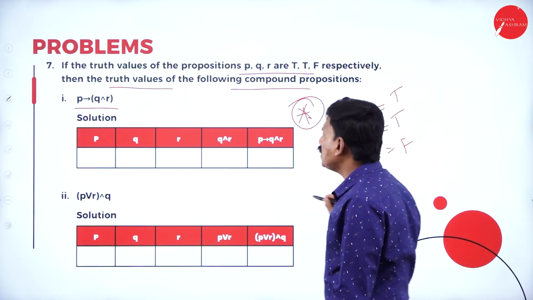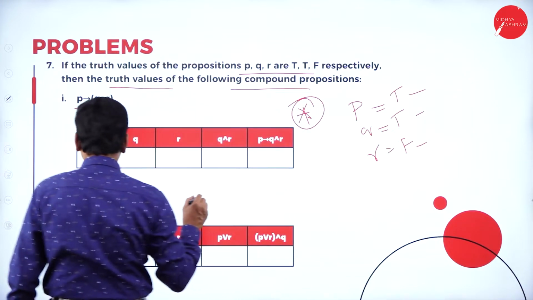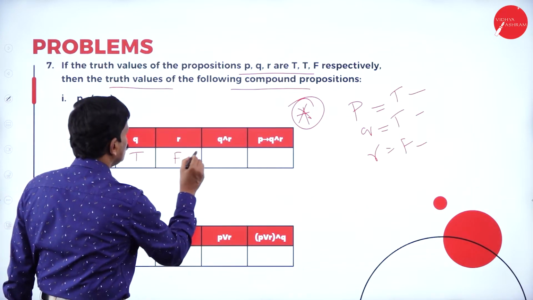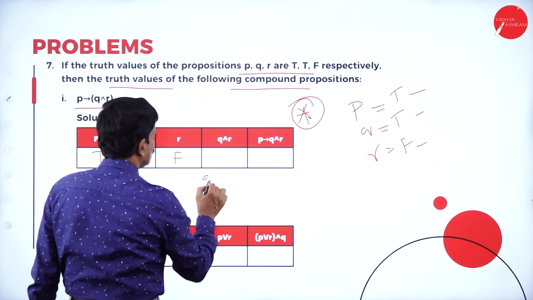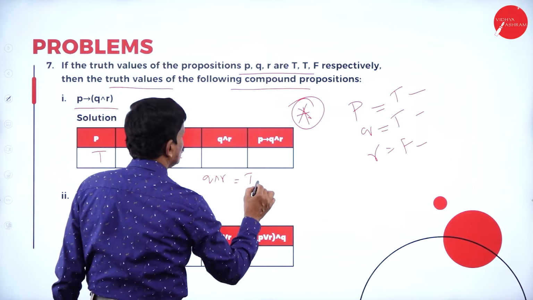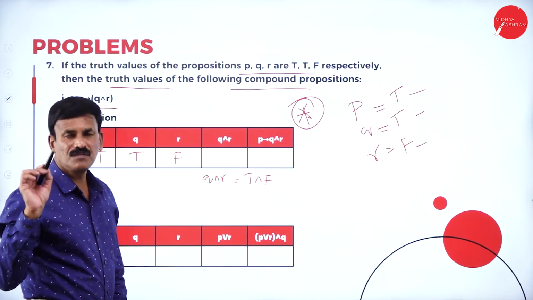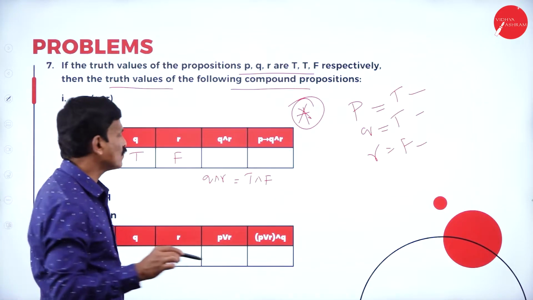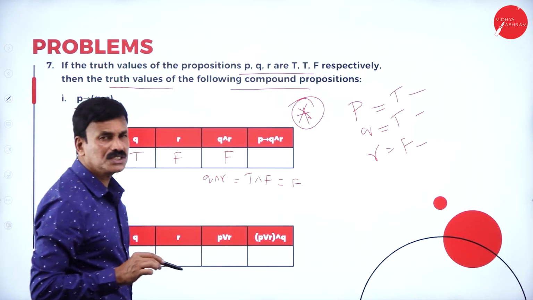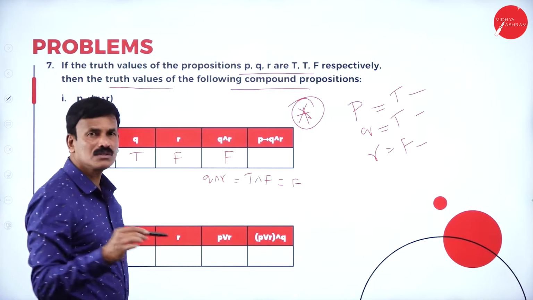What is given? P is true, Q is also true, and R is equal to F. Write down what is given here. Now what is Q conjunction R? Q is true, T conjunction F. In conjunction, if it is true and true, then only true. In other cases it is false. So true and false is equal to false.